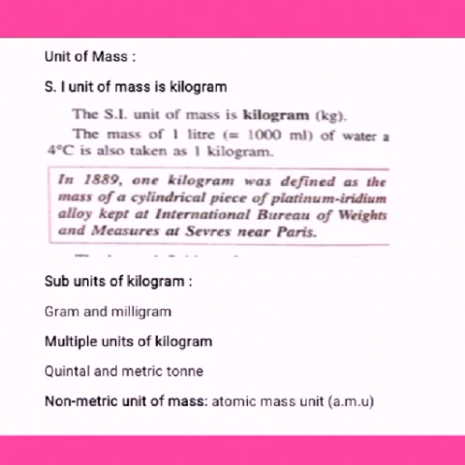Next, light year. 1 light year is the distance travelled by light in vacuum in 1 year, that is equal to 9.46 into 10 to the power of 15 meter or 9.46 into 10 to the power of 12 kilometer. Next, parsec. 1 parsec is the distance from where the semi-major axis of the orbit of earth subtends an angle of 1 second, that means 3.26 light year.